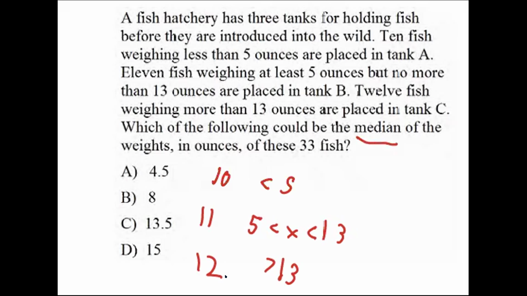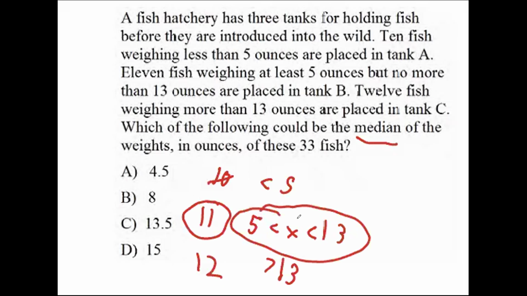That's the middle number, which would be at the 11th fish, because there's 10 here and you subtract 10 here, that gets 2. So you subtract 2 and subtract 2 from here, that's 9. So the middle number would be in this range between 5 and 13. So we just have to find the answer choice that's between 5 and 13. So 4.5 is not. 8 is between this range. 13.5 is not. And 15 is not. So the correct answer is B.